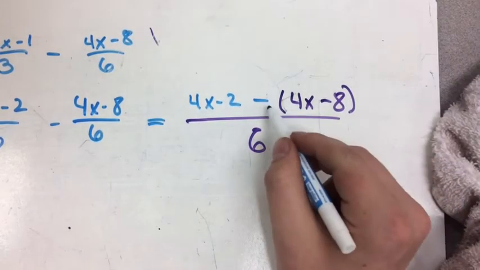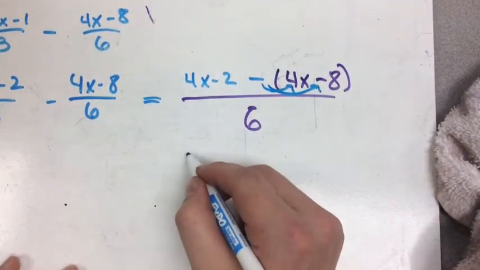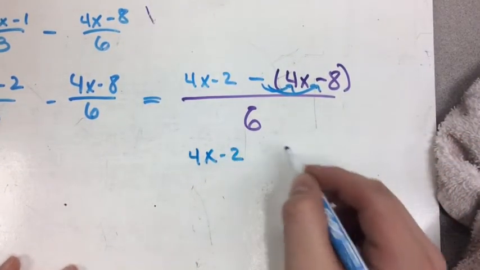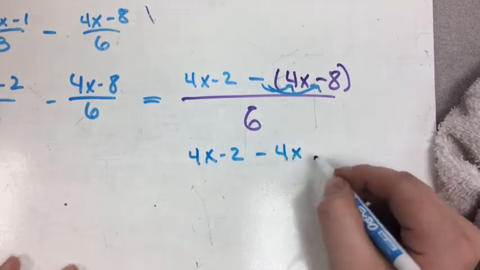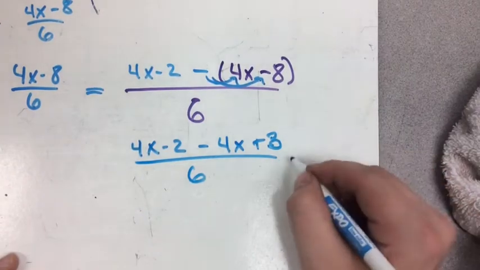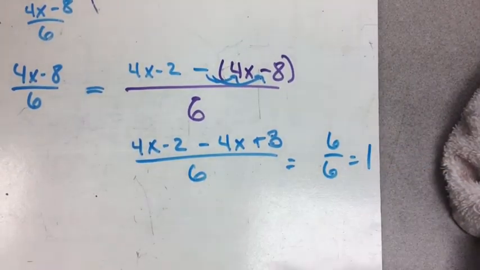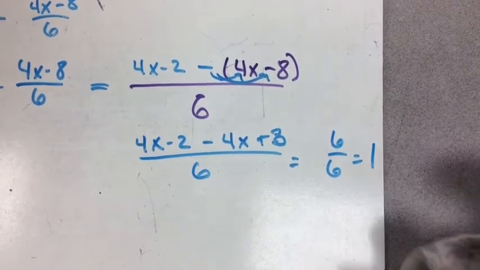Again, these parentheses are telling us that we need to distribute the negative. So now we have 4x minus 2 minus 4x plus 8 all over 6. This will give us 6 over 6, which equals 1. That's good. We got the same answer. Well, we should have, because we did it already. Let's try another one.